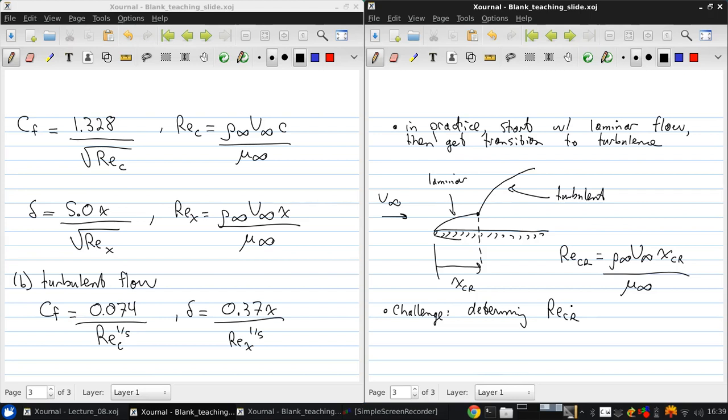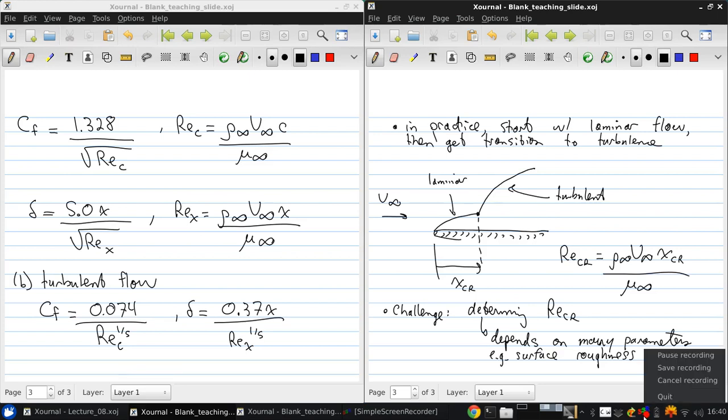In reality, this Reynolds number depends on many parameters, including things like surface roughness. And so values of this critical Reynolds number need to come from either experiments or some kind of semi-empirical theory. But if you do have a value of the critical Reynolds number, it's possible to estimate the transitional location and figure out in what region the flow is laminar, in what region it's turbulent, and get a more accurate estimate of the total drag on the airfoil as a result.